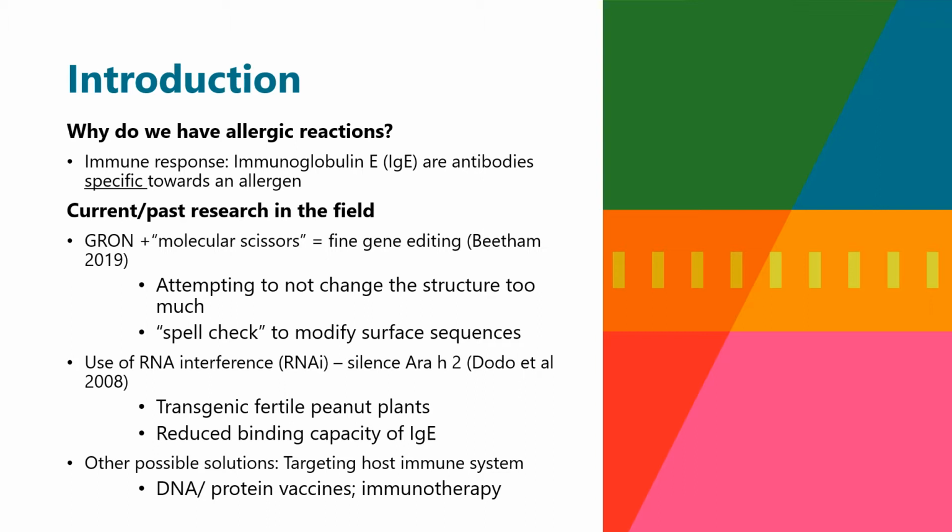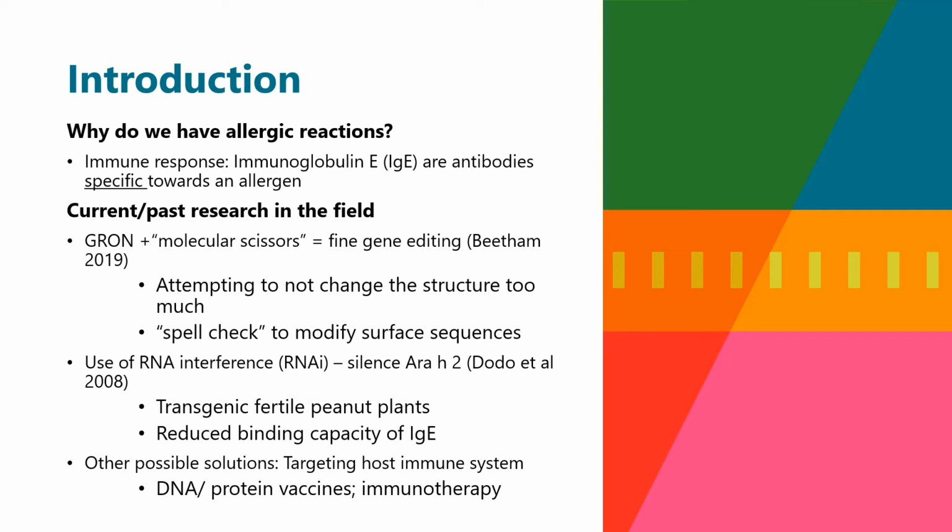Another study I found used RNA interference to silence ARA-H2 protein. This was done in the Dodo lab, and they initially tried to create fertile transgenic plants that had silenced genes, and like their first attempt, it didn't quite work, or there was something wrong with it. So in the paper that I read, they had fixed and adjusted whatever they did in the last experiment, and they were able to get fertile transgenic peanut plants that had a silenced ARA-H2 protein.